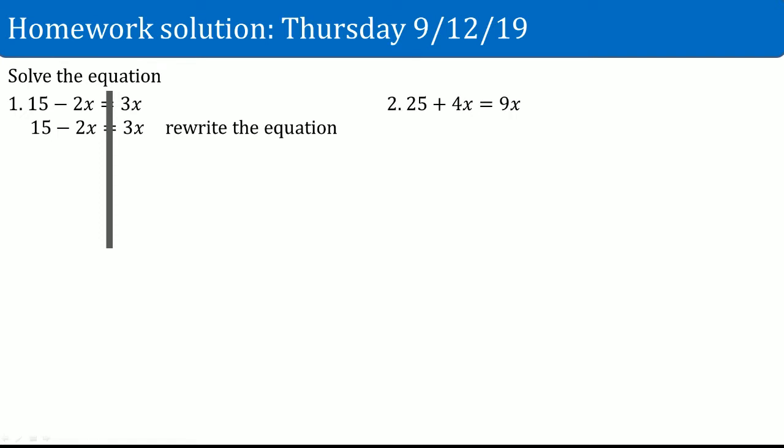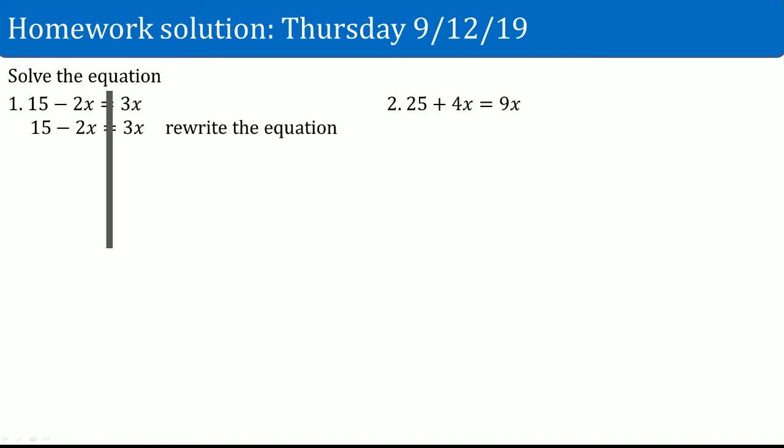Okay, we have to get one variable. So, like I said in class, always move the smallest one. What is the smallest one here? A negative 2x or a 3x? What is the smallest one? It would be the negative 2x. Okay, so that's the one you're going to move.